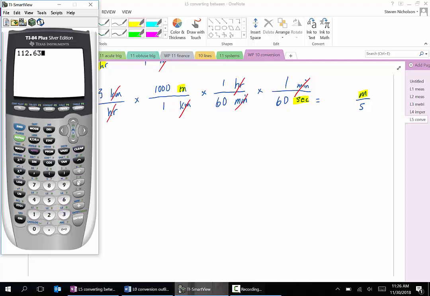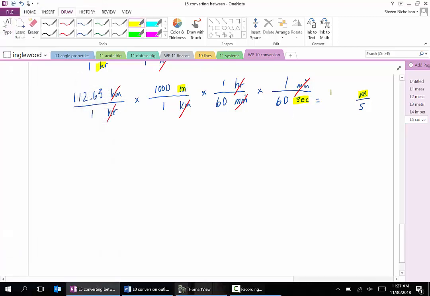112.63 times 1,000 over 1. Well, I'm just going to multiply by 1,000 times bracket 1 divided by 60. Close my bracket again. And again, multiply by 1 divided by 60. So if we enter this exactly as we see it into our calculator, we end up with 31.3.